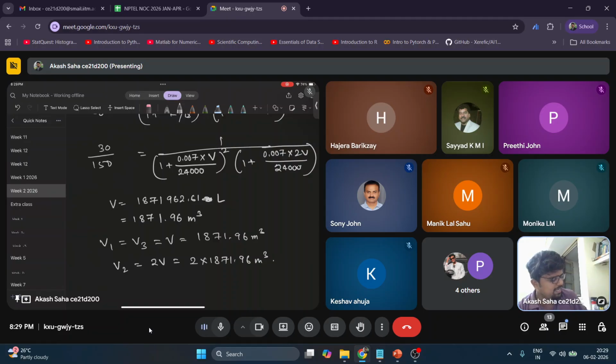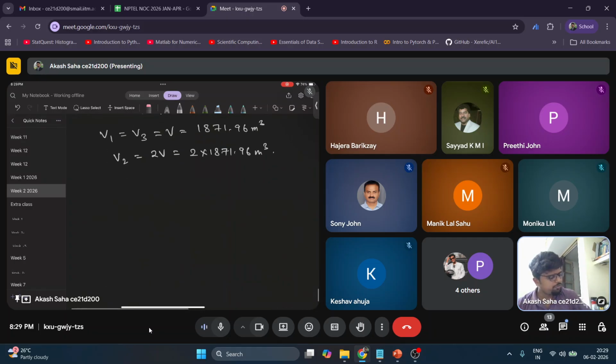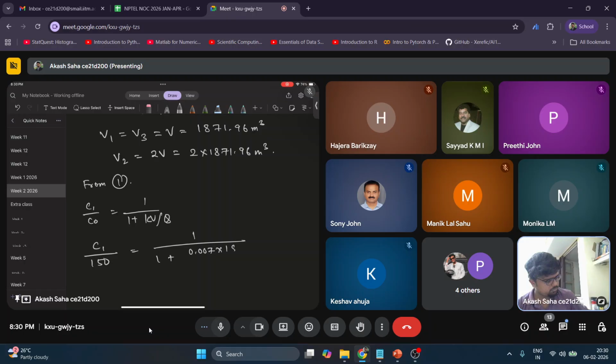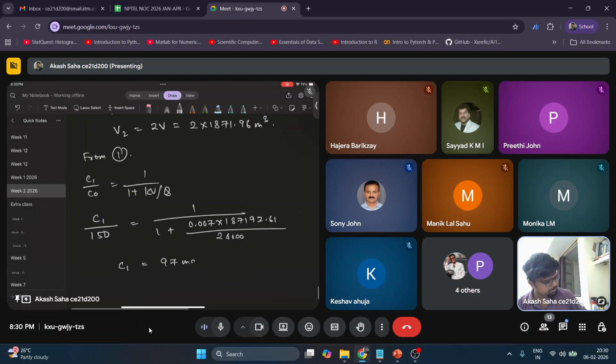So once we get these things, now we can calculate C1, C2 and C3, because if we put the parameters now in this equation, only C1 is unknown, C0 we know, K, V, Q, everything we know. So simply we will put, so from equation 1, we have C1 by C0 is equal to 1 by 1 plus kV by Q. So this is C1 we don't know, C0 is 150. So C1 we will get as 97 milligram per liter.